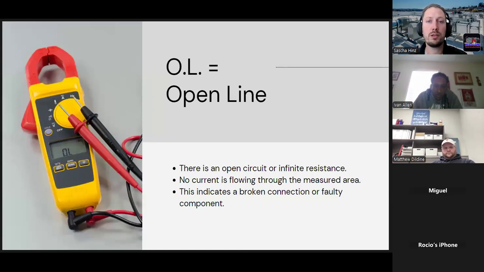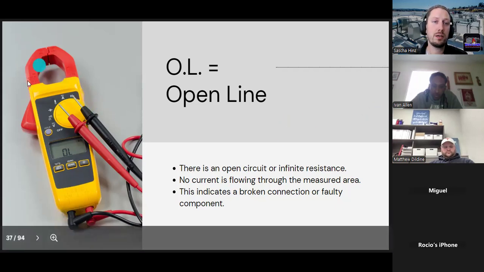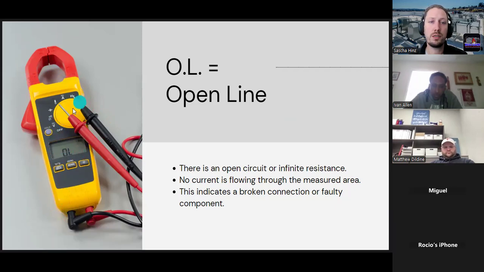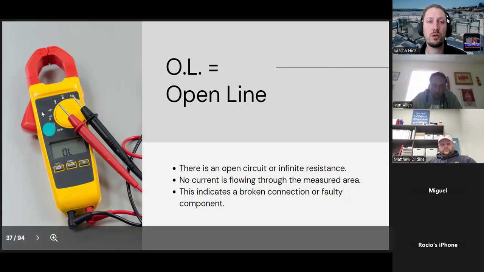First of all, let's talk about open line, which is OL. OL basically means that there is an open circuit or infinite resistance. It also means there is no current flowing through the measured area, and it indicates that you have a broken connection or a faulty component. As I covered earlier, air is a very good insulator. As you see here on our meter, it is set to resistance. You're reading OL, you have your prongs, your leads, here. They're not connected, there's air in between, which means there is no connection, there is an infinite amount of resistance, so you won't get any flow of electricity. That's why it's reading open line.